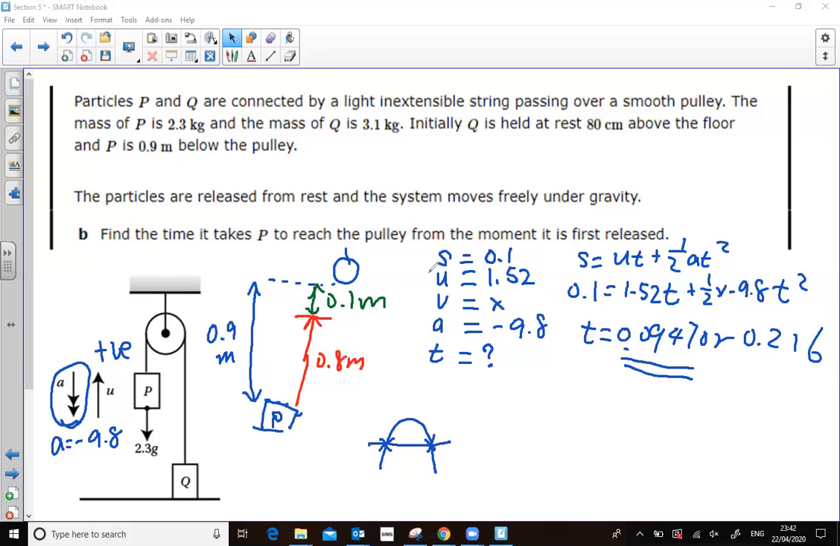Okay, so this is the time P continues to move after Q hits the ground. Well, what about before Q reaches the ground? We actually haven't worked out the time of that. Okay, so we need to do another SUVAT equation and work out the time taken for Q to drop down to the ground. Right, see if we can squeeze in the gap here.